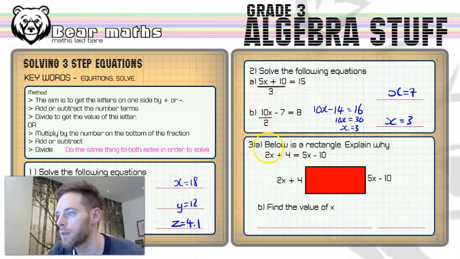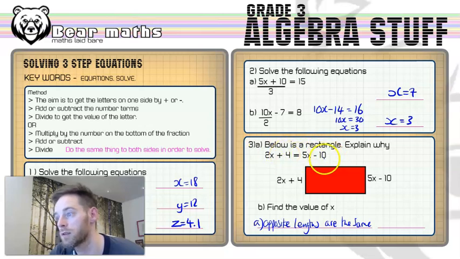Now in 3a, we've got below is a rectangle. Explain why 2x plus 4 equals 5x minus 10. Now the reason that you would put here for A is because it's a rectangle and the opposite lengths are the same. Okay, so I'm just going to write down the opposite lengths are the same. That's good enough for the mark on that question. They've put one expression equal to the other. Okay, and that means that this expression is equal to this expression, so it's just another way of writing the same number, basically. Now we've got to find the value of x, and that is just solving this.